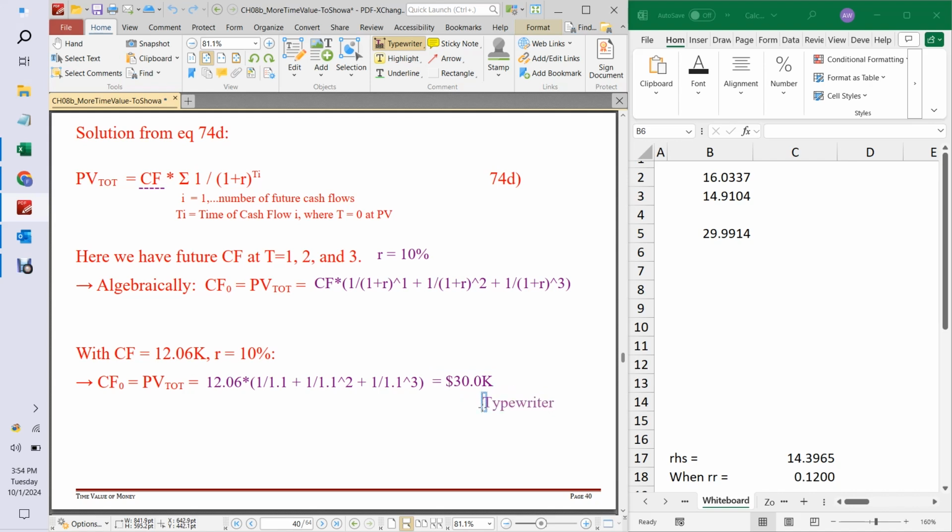All right, so if the lender agrees that Mr. Small Net Worth is going to pay back $12,060 for the next 3 years, at the end of those 3 years on a 10% mortgage, then the lender will loan to Mr. Small Net Worth at T equals 0 $30,000 to help him buy the shack of his dreams.